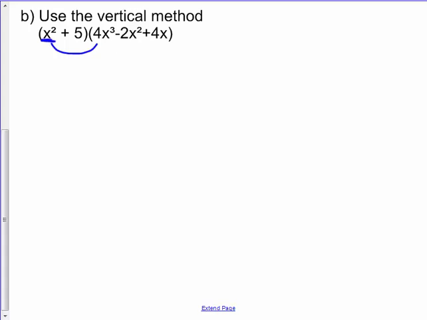So I do the same thing, x squared, multiply it to both of them. To all three of them, I should say, all three terms in the second polynomial. 4x to the fifth, x squared times negative 2x squared is negative 2x to the fourth. And then plus 5x to the third.